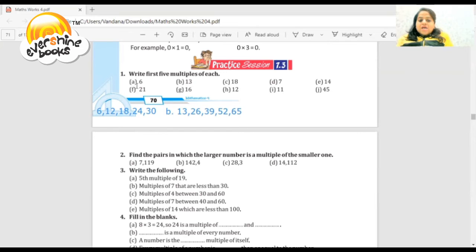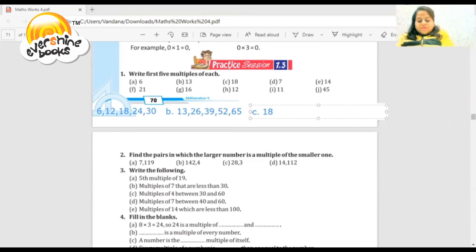6 1s are 6, 6 2s are 12, 6 3s are 18, 6 4s are 24, 6 5s are 30. And this B question, 13 ones are 13, 13 twos are 26, 13 threes are 39, 13 fours are 52, 13 fives are 65. These are the first 5 multiples of each. Okay. Now come to this 18 one. So you have to write the table of 18 5 times.